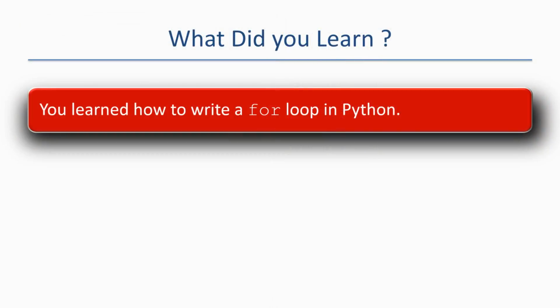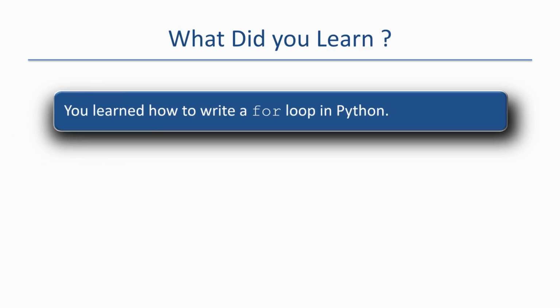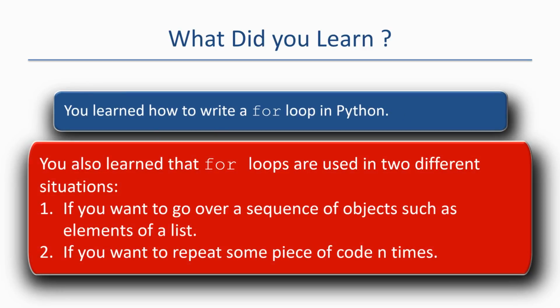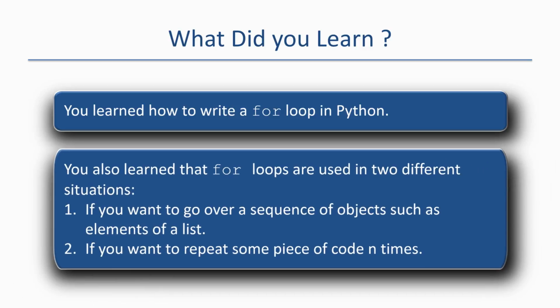So, what did you learn in this lesson? You learned how to write a for loop in Python. You also learned that for loops are used in two different situations. In the first case, if you want to go over a sequence of objects such as elements of a list, and in the second case, if you want to repeat some piece of code n times.